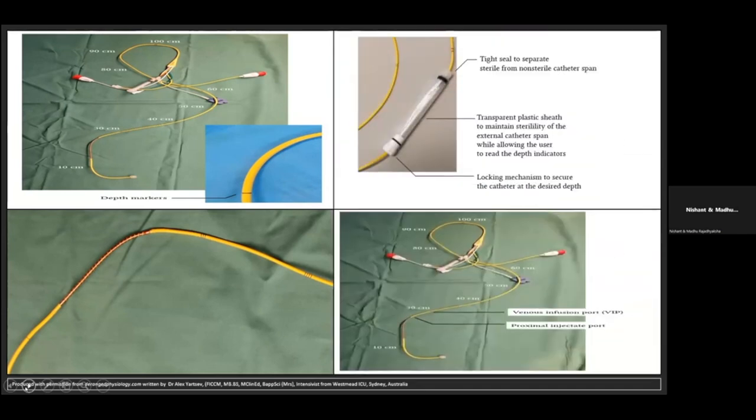There may be one injectate port, if present, at 26 centimeters, or there may be two injection ports in the pulmonary catheter. The second would be present at 30 centimeters, at the level of the right atrium. It can be used to inject the injectate or start some infusion.